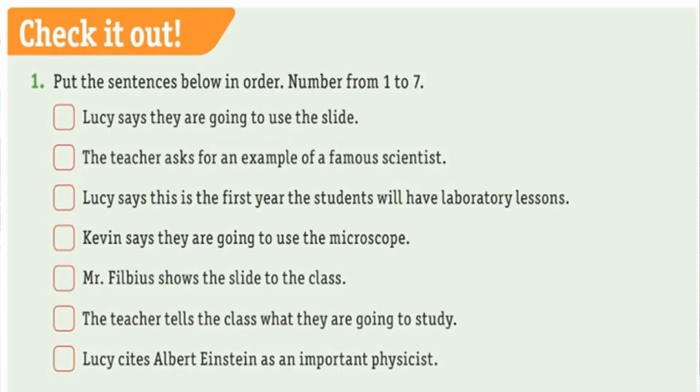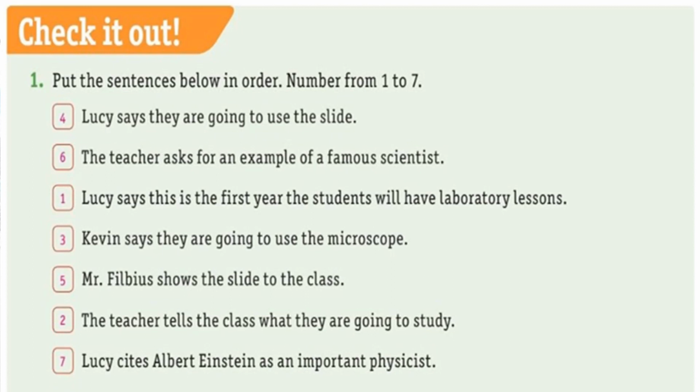Lucy says that they are going to use the slide. The teacher asks for an example of a famous scientist. Lucy says this is the first year the students will have laboratory lessons. Kevin says they are going to use the microscope. Mr. Philbos shows the slide to the class. The teacher tells the class what they are going to study. And Lucy cites Albert Einstein as an important physicist. So now you need to think about the order of these sentences. If you want to pause the video, you can do that.